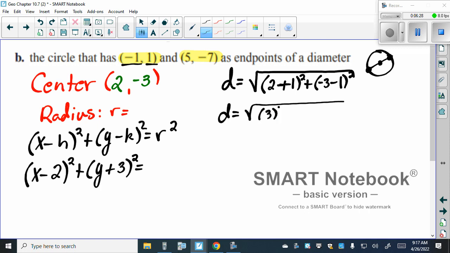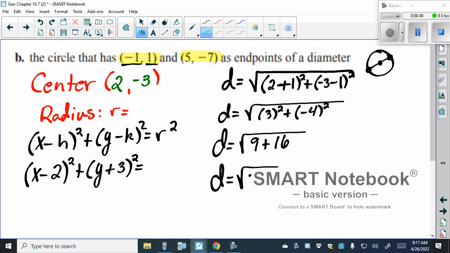If I do this by hand, 2 plus 1 is going to give us 3 squared. -3 minus 1 is going to give us -4 squared. Now 3 squared is 9. -4 squared is going to be positive 16, which tells us that we have a distance of the square root of 25, which is 5. So our radius is 5. If we'd found the diameter, it would have told us it was 10. Then we would have divided it by 2 to get the radius.